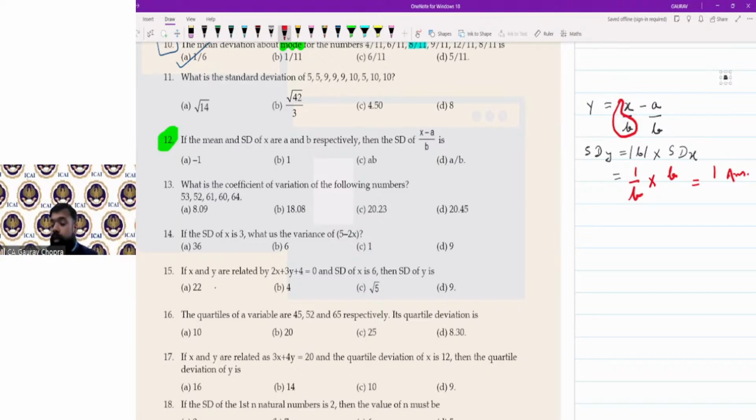Okay. So let's try one more question, 14th one. So now we have to answer question number 14. So let's see who gives the correct answer now. Standard deviation of x is 3, and what is the variance of 5 minus 2x? Variance of 5 minus 2x.